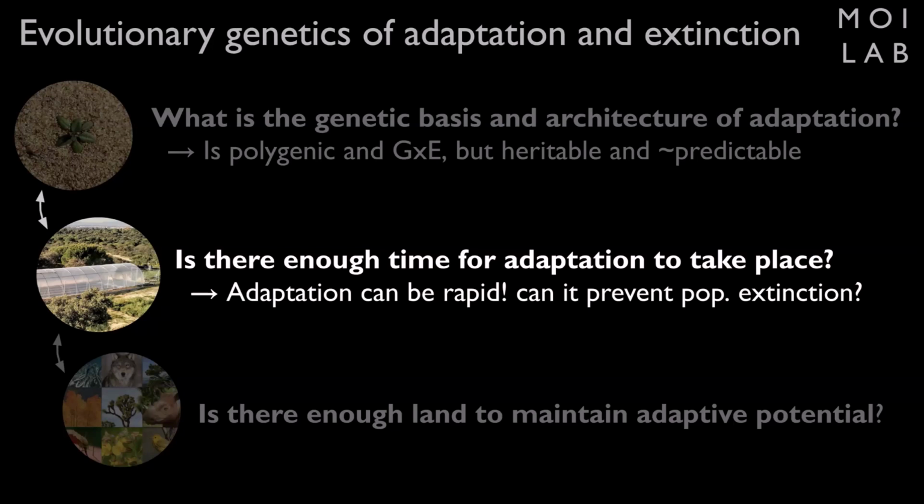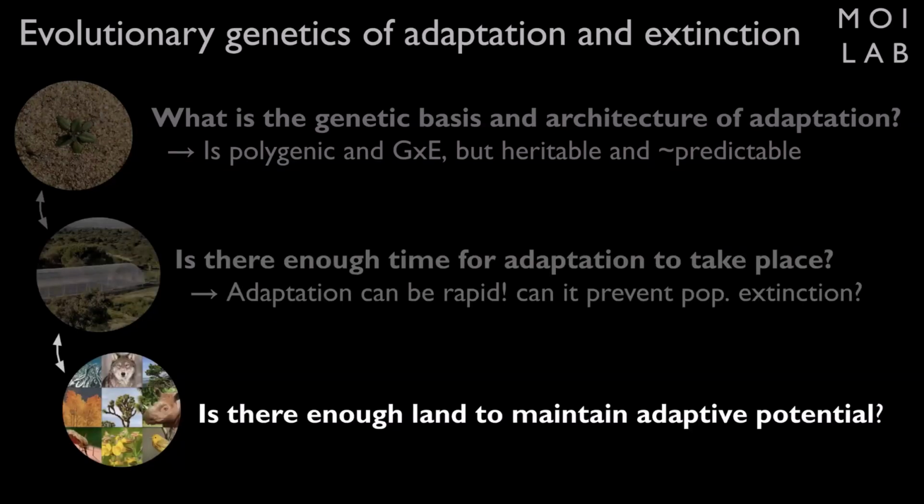So from this section, we've seen that there's enough time for adaptation to take place, at least in these conditions with high standing genetic variation, although some populations went extinct and we don't understand what happens there, and we need to improve our modeling approaches in that realm. So in the last section, a short section, I want to bring up the elephant in the room, which is whether there's enough land, enough populations that we're maintaining across species to maintain high adaptive potential.